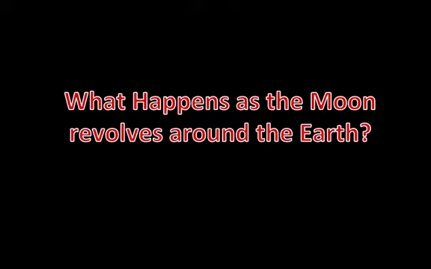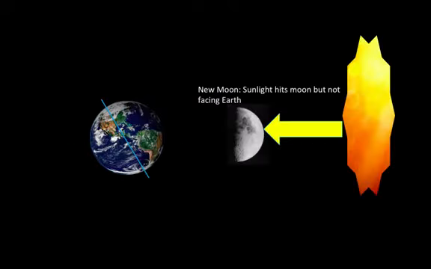Well, why do we see phases of the Moon? First, we have to know that we always only see half of the real Moon because the Moon always faces in the same direction. Well, let's see why we get a new moon. We get a new moon because the sunlight hits the Moon, but since the half of the Moon is not facing the Earth, we cannot see the Moon, and that is why it's dark in the new moon.